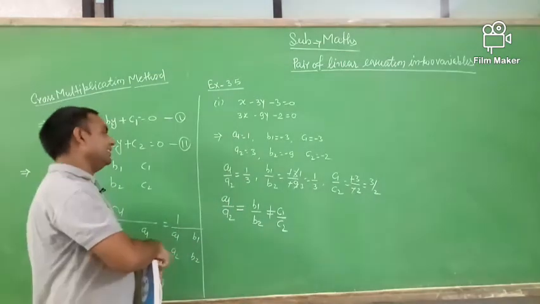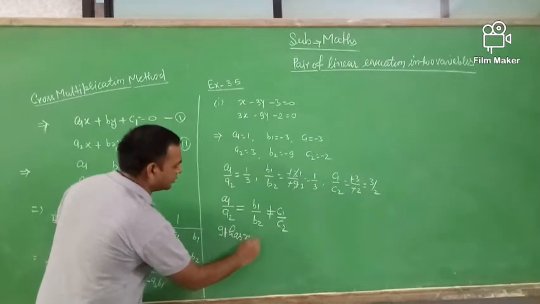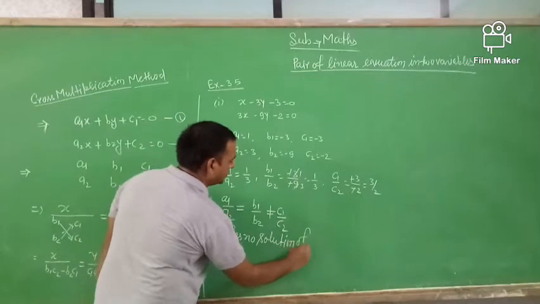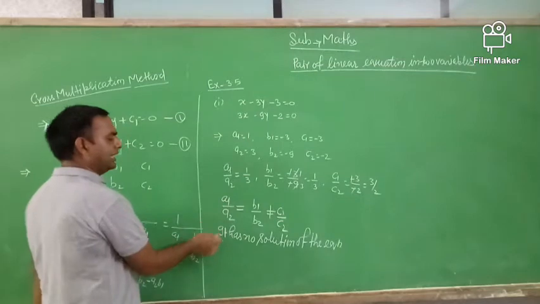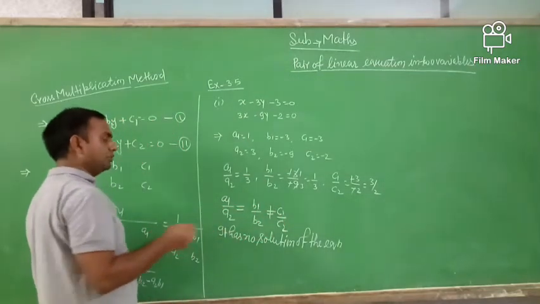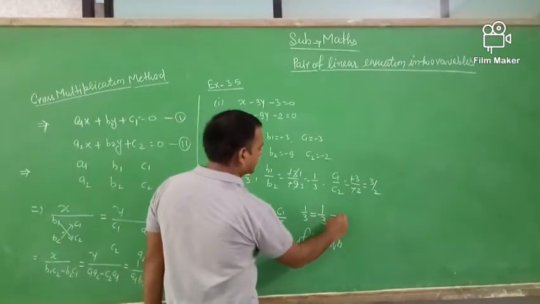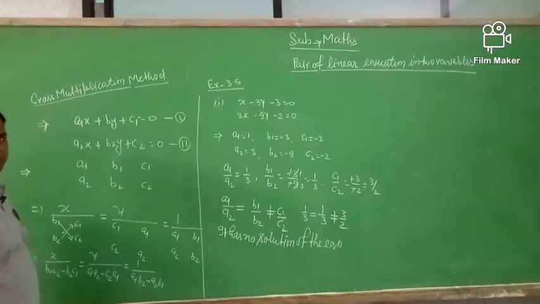So in that situation it has no solution of the equation, okay, because here A1 by A2 is equal to B1 by B2 but does not equal to C1 by C2. You also put in the values: 1 by 3 equal to 1 by 3 does not equal to 3 by 2. So the equation has no solution, okay. I think all of you understand. We are going to solve the next question.